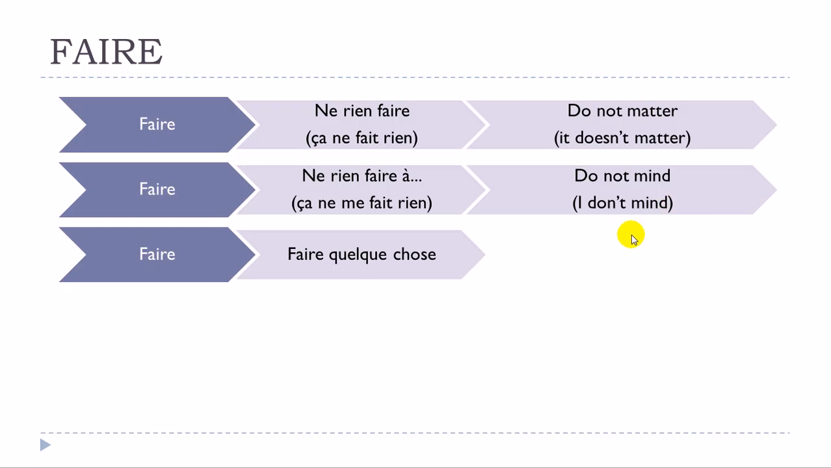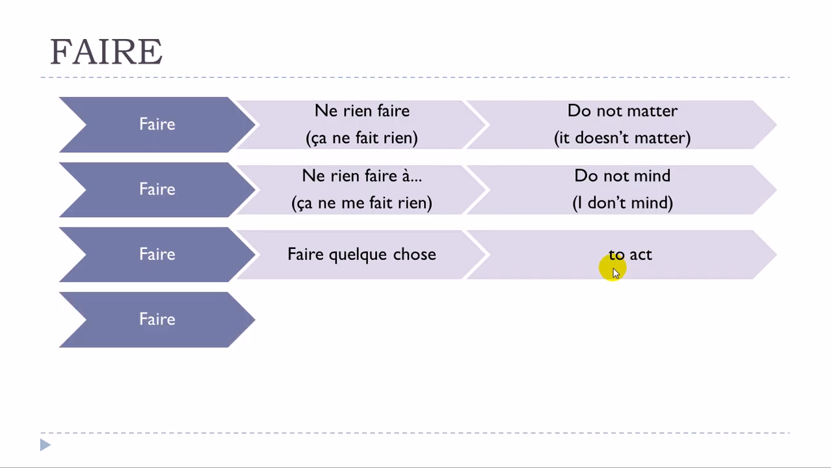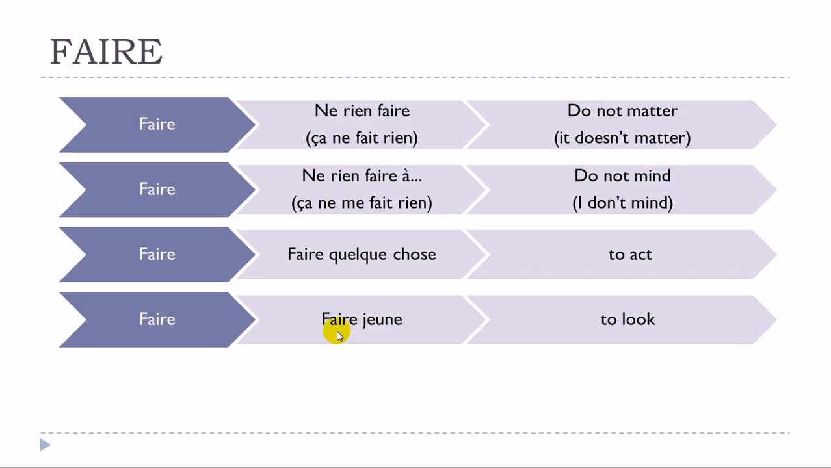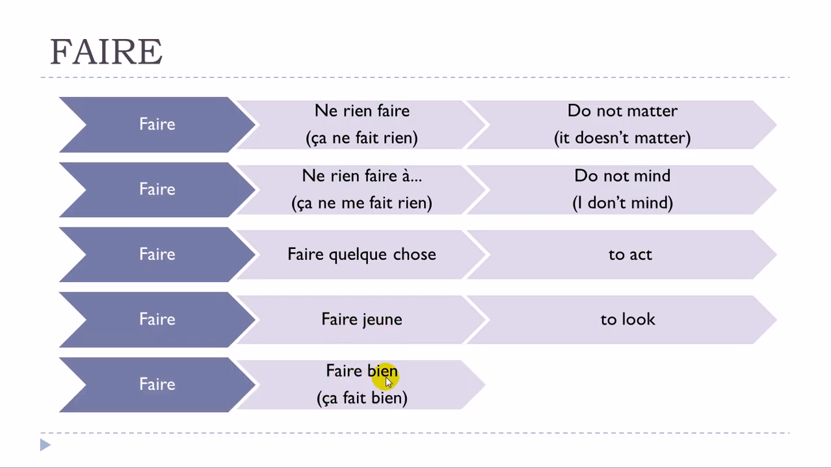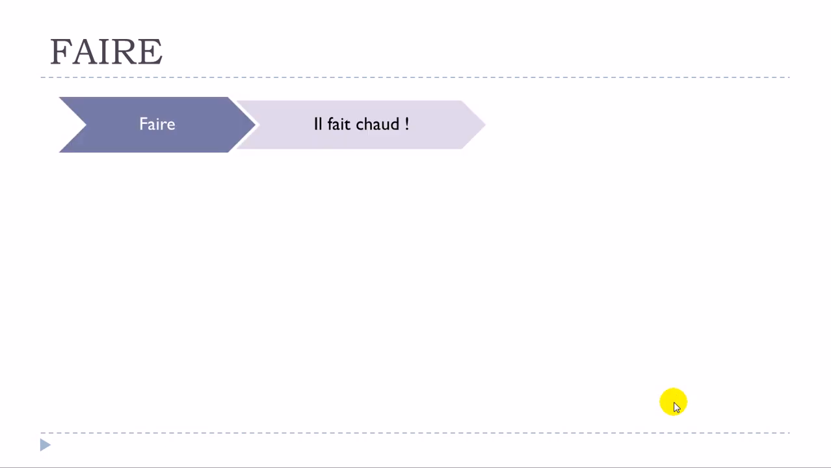Okay, then faire quelque chose, in that case it would be to act, all right? Faire jeune. So when you use this expression, il fait jeune, you're talking about the appearance, so it would be to look, okay, to look young, faire jeune. Faire bien, ça fait bien. And the translation would be to look as well, so it looks good, okay? The last one, but not the least interesting.